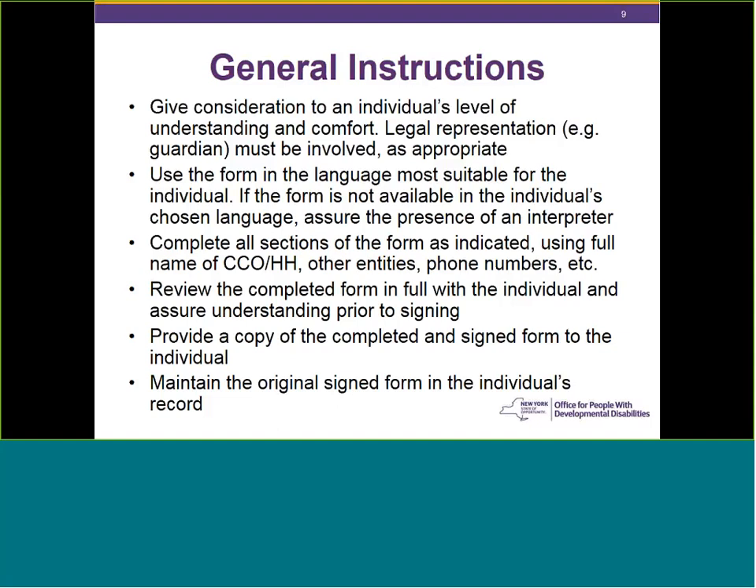The DOH forms are currently being updated with the new DD language in various languages and will be available shortly on the DOH website. In the meanwhile, the forms that we send to you are the English version and will be part of that MSC packet that I've already referenced. You want to complete all of the sections on the form as indicated, and Allison is going to walk through those specific areas of required completion.